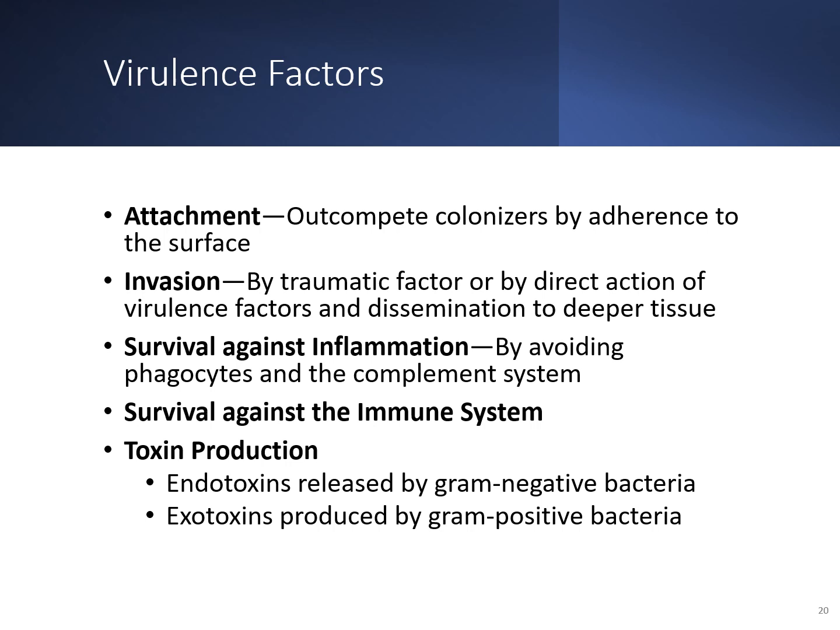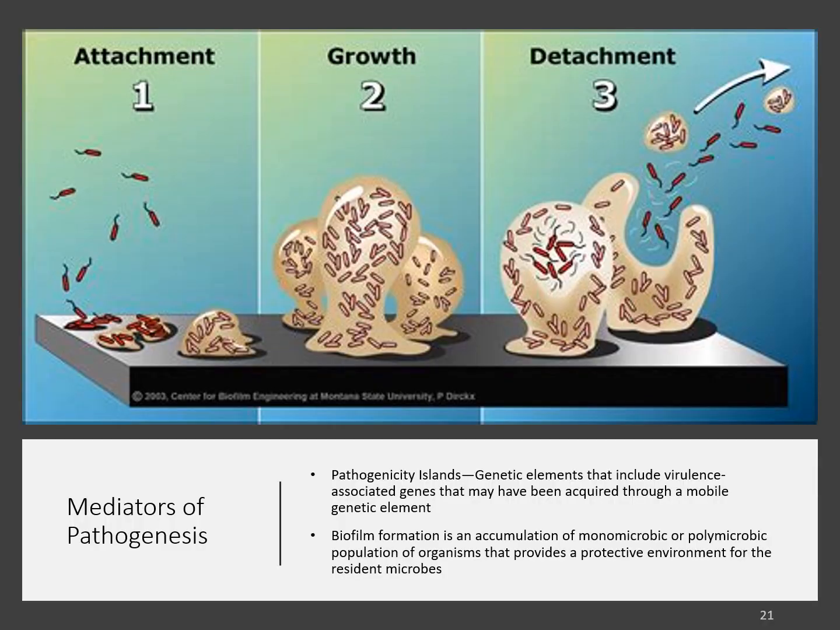With endotoxins, it is actually in the cell wall of usually gram-negative bacteria, and so once the organism dies, then those endotoxins are released from that organism to the surrounding tissue. With exotoxins, the organism, usually gram-positive bacteria, actually produces and releases that exotoxin. Some mediators of pathogenesis include a pathogenicity island or biofilm formation.